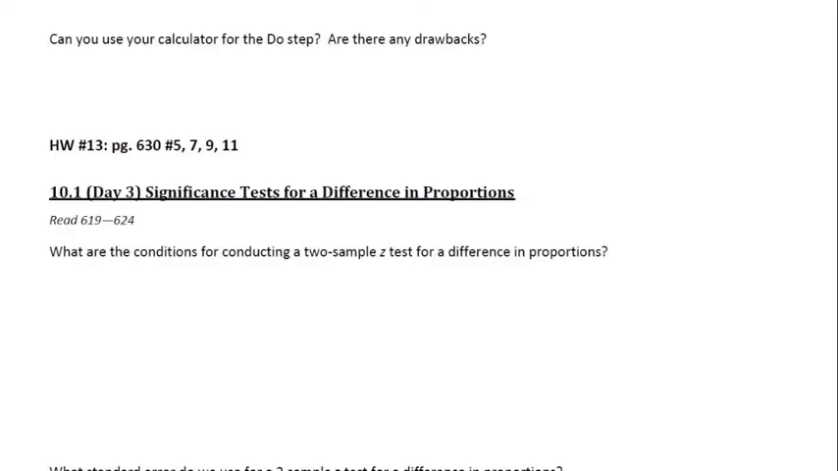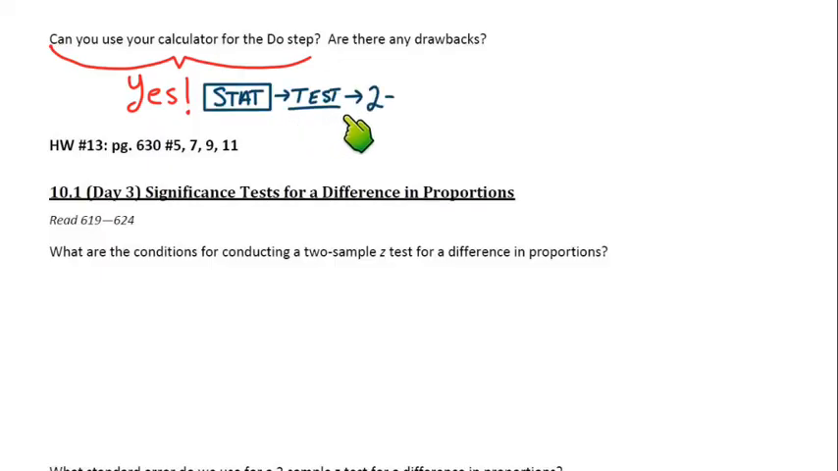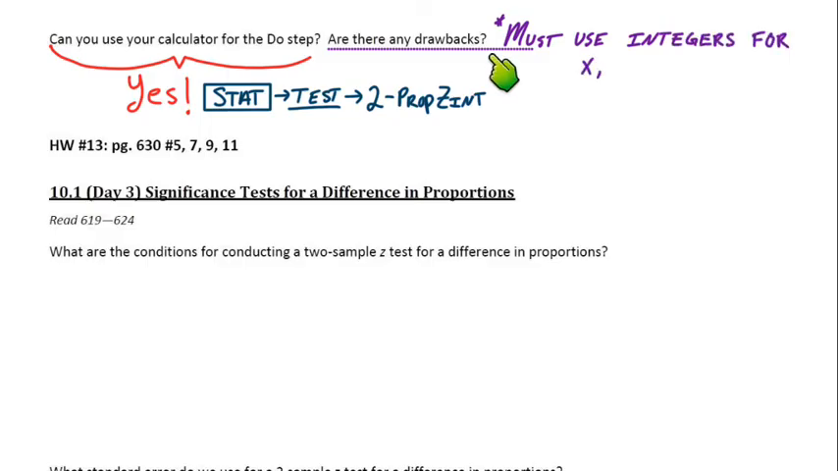Okay, last note here for these. Can you use your calculator for the do step? Yes, please do. You saw how many things you could mess up with the plus, minus, and the square root. So it's under stat, tests. There's a bunch of different tests to choose from, but for this type, it would be 2 prop z int, 2 proportion z interval. Are there any drawbacks? Just keep in mind that you should use integers for the inputs, and I'll show you that here.